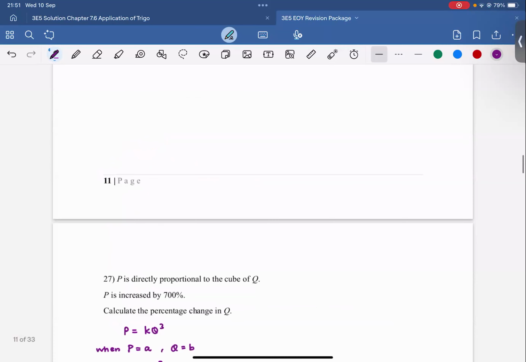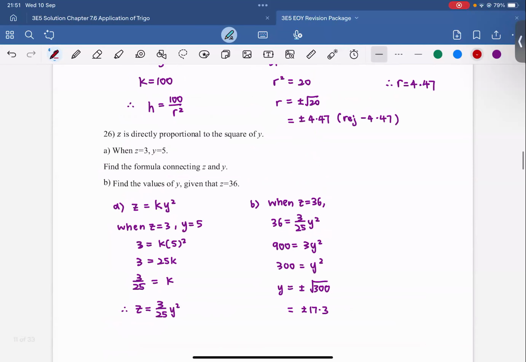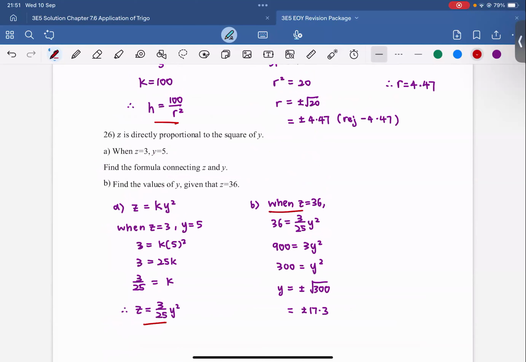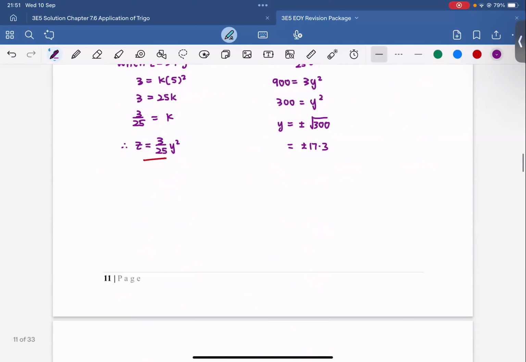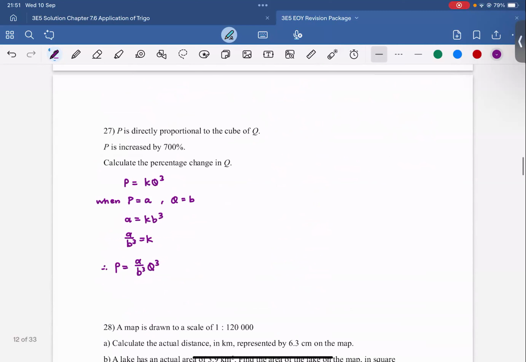Okay, so you can see we are actually at this stage whereby we have the equation. Then the question always asks us to put in a new value. So we are going to do the same. We are going to put in the new value. Okay, so what is the new value? They say increase by 700, P increase by 700%.